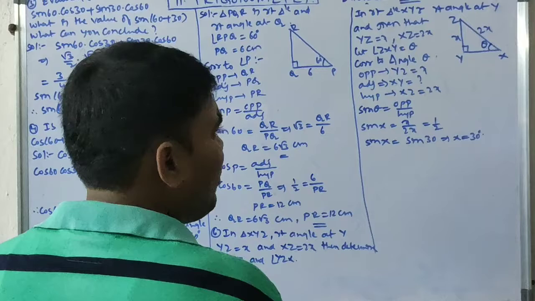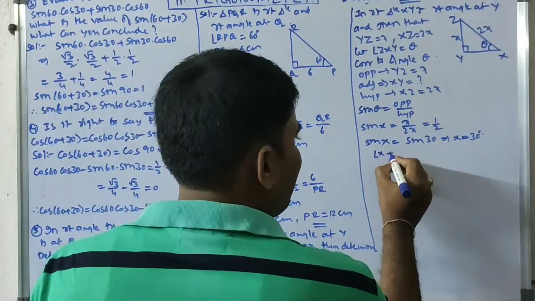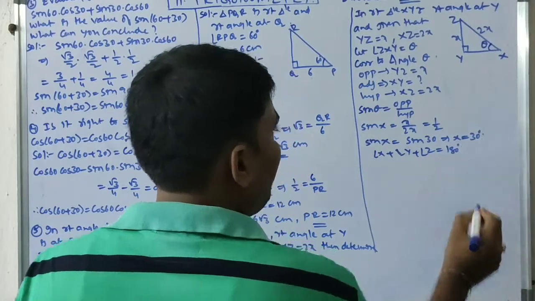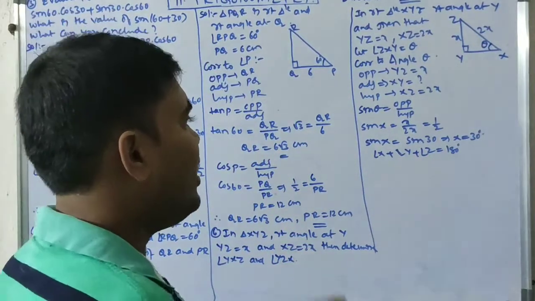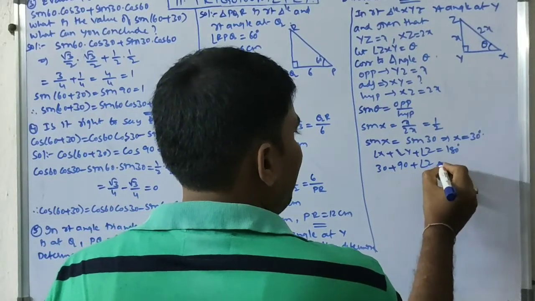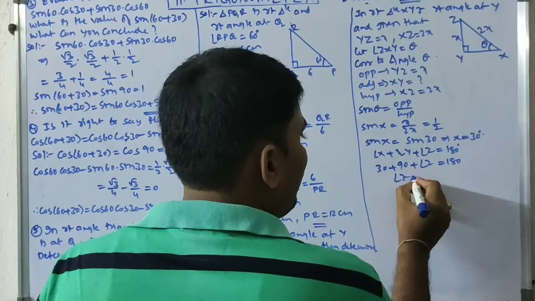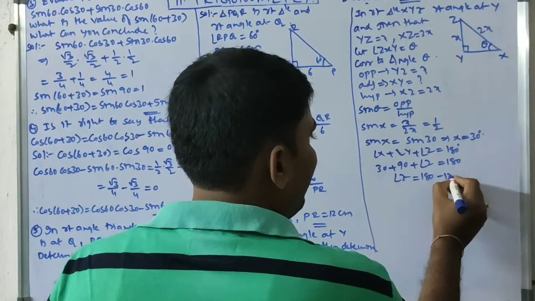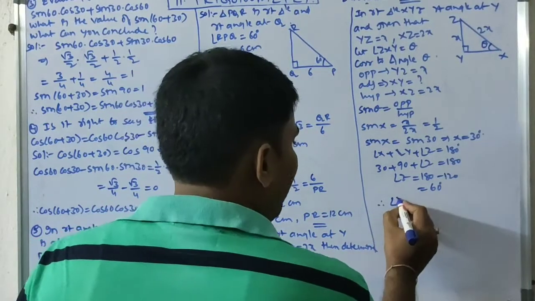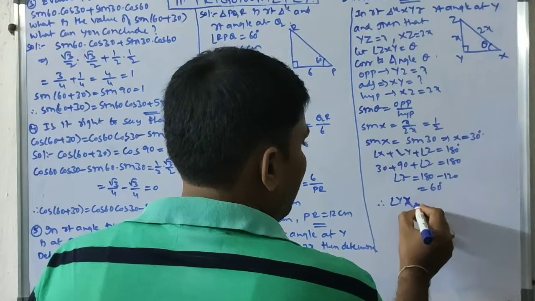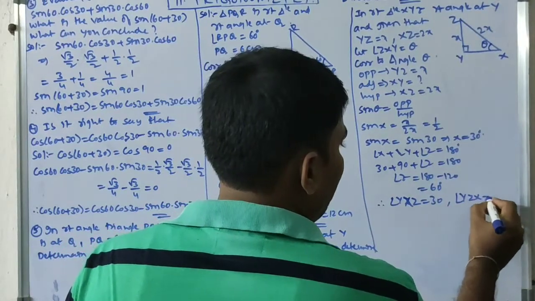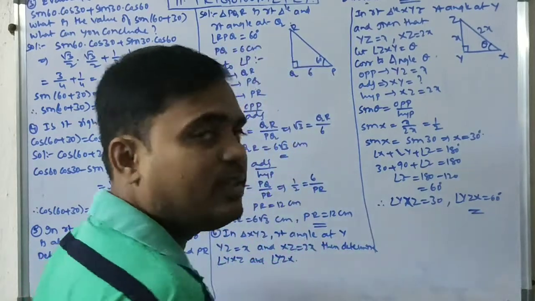By the sum of angles property, angle X plus angle Y plus angle Z equals 180, the sum of angles of a triangle. Angle X 30 plus angle Y 90 plus angle Z equals 180. So angle Z equals 180 minus 120, equal to 60 degrees. Therefore angle X, that is angle YXZ, equals 30 degrees, and angle ZYX equals 60 degrees. So this is the required answer.